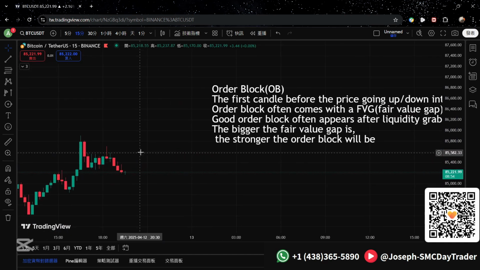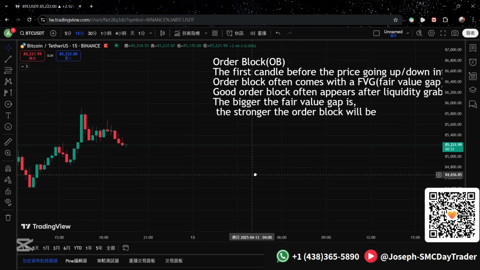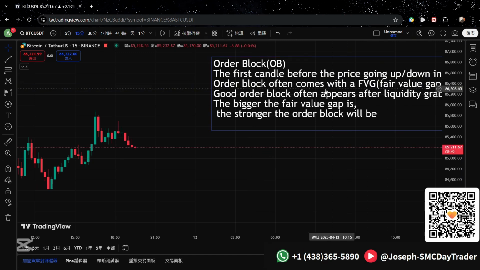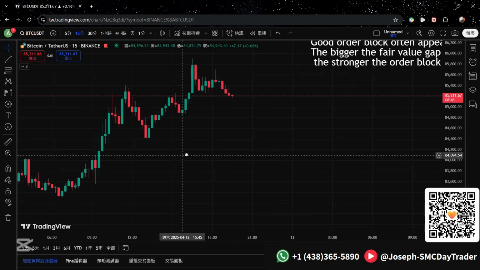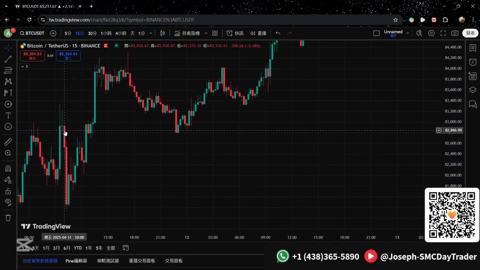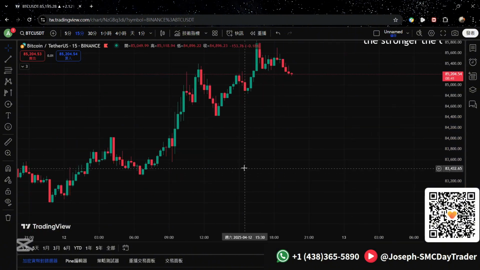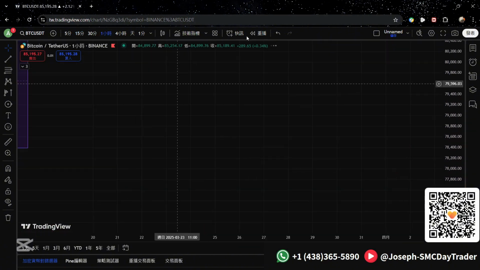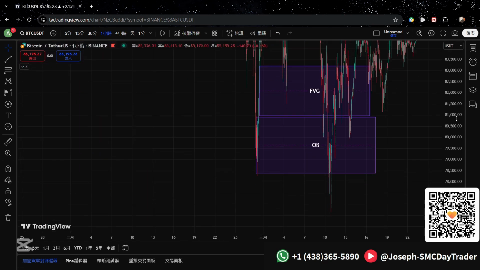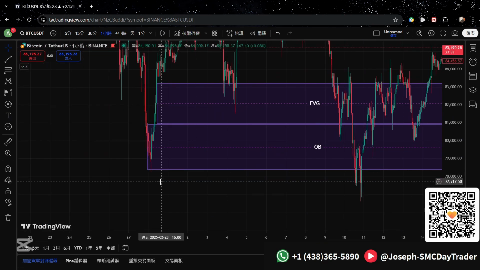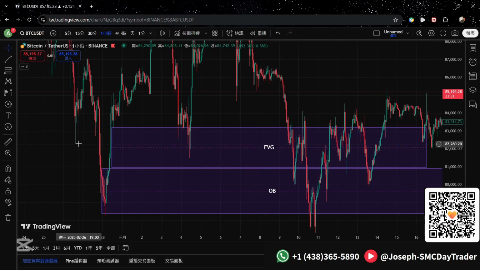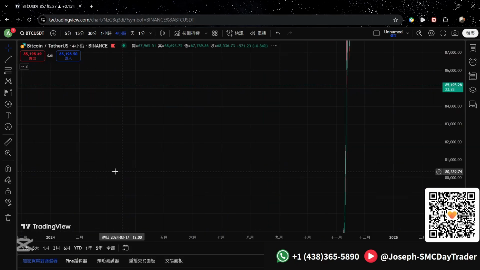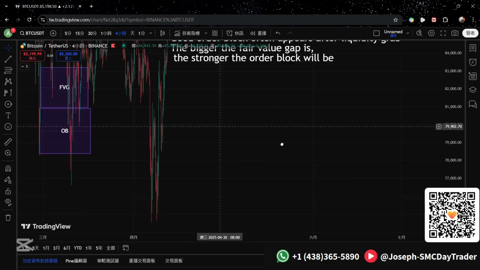So let's go back. A good order block often comes with a big fair value gap. For example, we noticed a good order block here and a big fair value gap here on the 4 hour chart. Sorry, I'll change to the 4 hour chart. It's more clear.